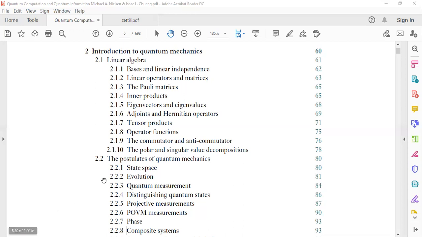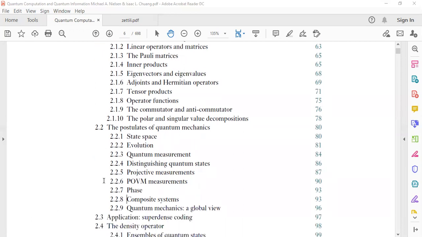And then in the second section, they talked about the quantum postulates, a basic introduction to quantum mechanics. They talked about states, actually the state space, and how these states evolve over time. How the Schrodinger equation and unitary operators govern the evolution of these states. What do we mean by quantum measurement?